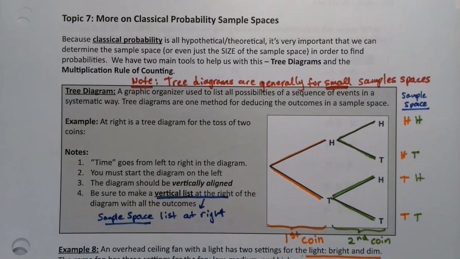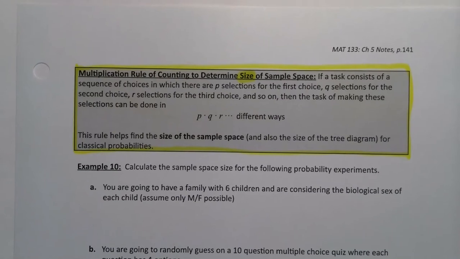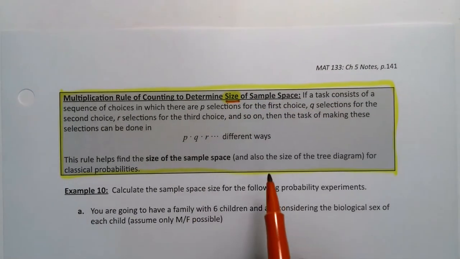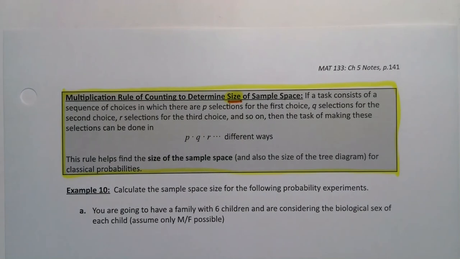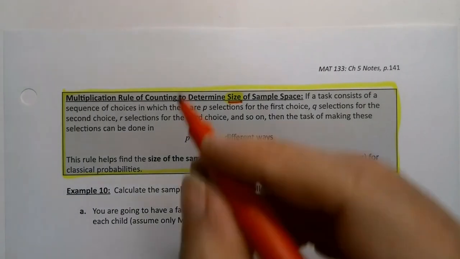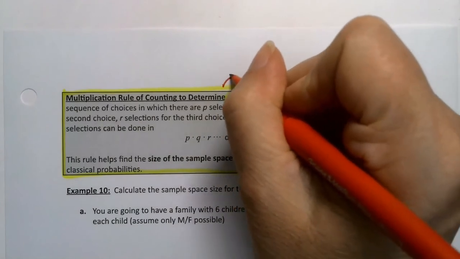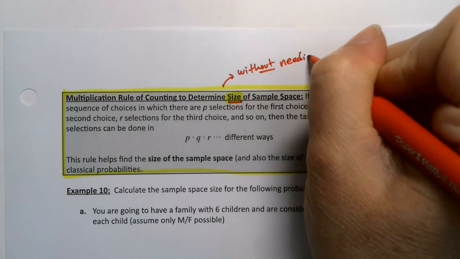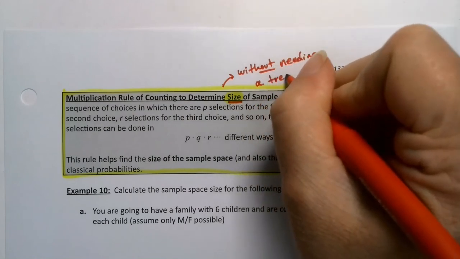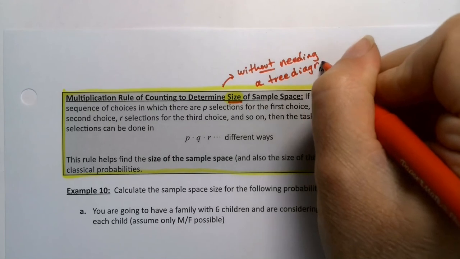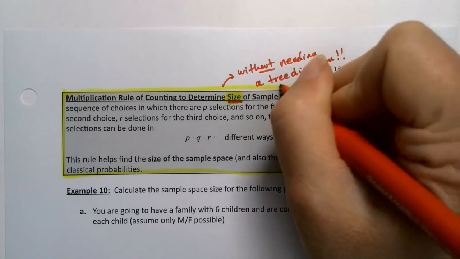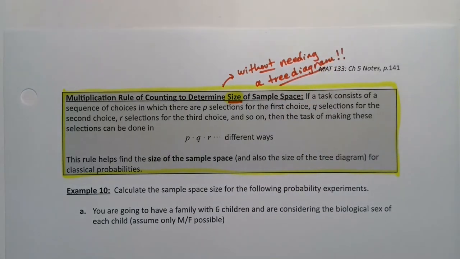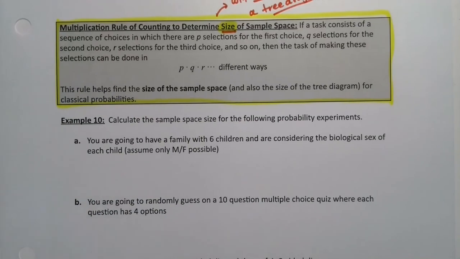So the multiplication rule of counting will help us figure out the size of the sample space without having to figure out the tree diagram itself. It'll also help you figure out the size of your tree diagram if you wanted to make one, right? So it allows you to figure out the size without needing a tree diagram. And that's very useful for us because a lot of sample spaces are too large for a tree diagram to be useful, right? Tree diagrams are generally for very small sample spaces. All right, so let's think about the 6 children example, and we'll see how this goes.